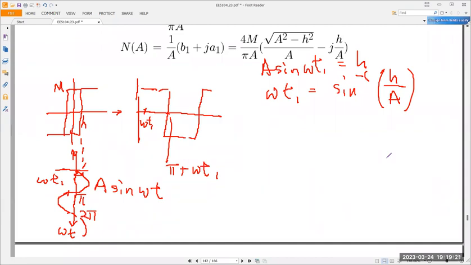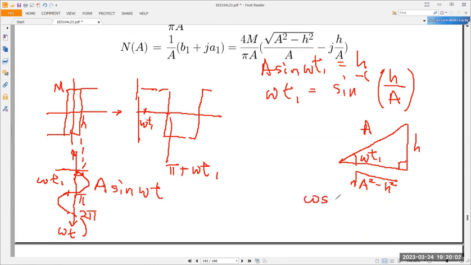Then just need to do some simple geometry. Sine is always related to the right angle triangle, so if this angle is omega T1, then sine is opposite over hypotenuse. The adjacent side should be the square root of A square minus H square. So cosine of omega T1 must be equal to adjacent over hypotenuse. We just need to do this maths because we need it later on. All right, then come back.